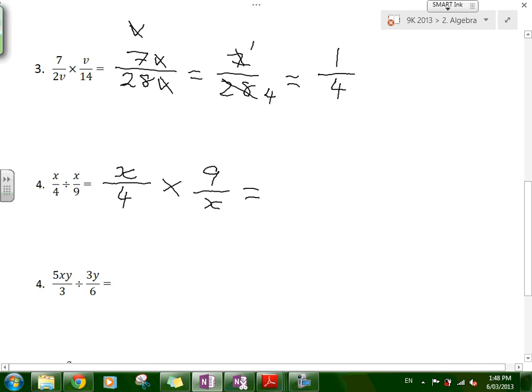Right, so what am I going to get? Yeah, look at what's the numerator. 9x over 4x. What is the factor that cancels out here? The x's cancel out, and so we end up with 9 over 4. 9 over 4.